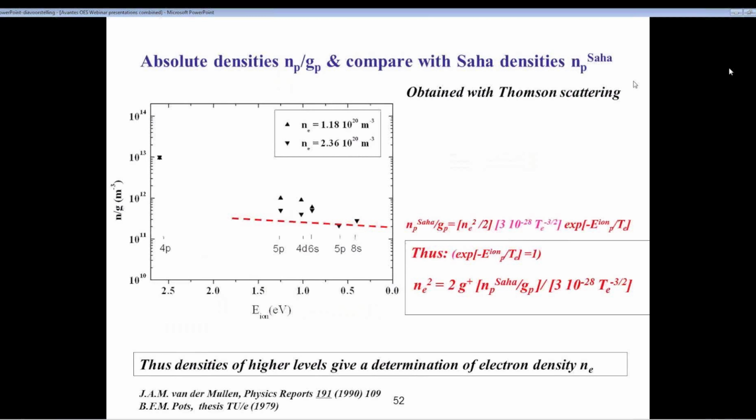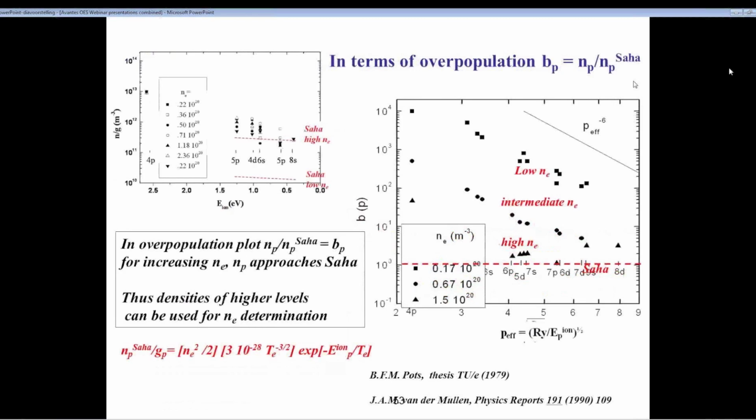If we plot all the levels, which are here 4p, 5p, 4s, 6s, 5p, and 8s, then we can see that plasmas are above equilibrium, sketched above the Saha line, and the Saha line is obtained with Thomson scattering, which gives electron density and temperature, and therefore you can calculate the Saha density from the formula down in the red block, which means that you can see that here the highest levels are near to equilibrium. And so if we have no Thomson scattering, we could determine electron density from this graph.